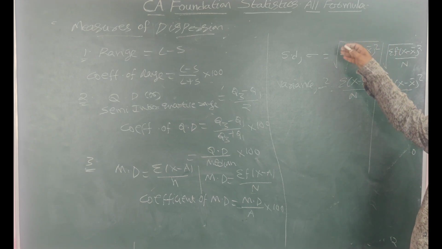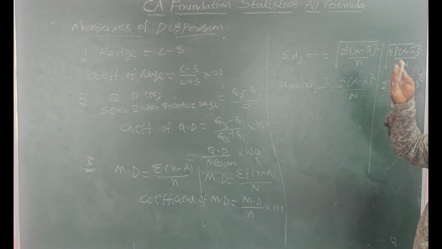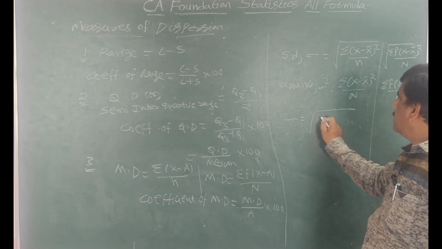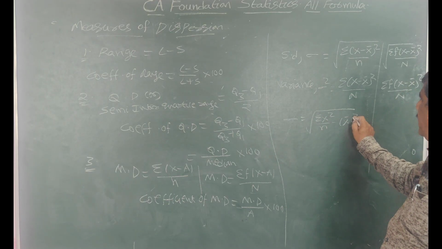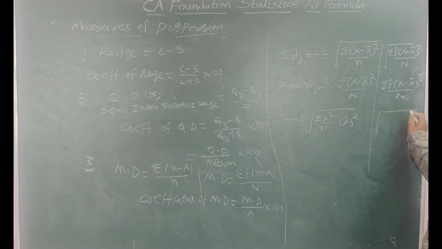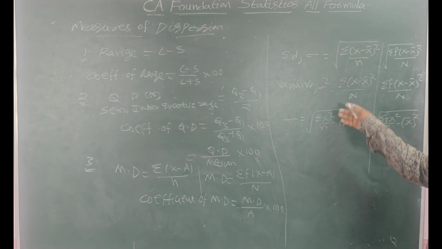You can use another formula also for standard deviation, this is the direct formula. The indirect formula for SD is the square root of summation x square by n minus x bar whole square. This is for an individual series. If it is discrete or continuous, the formula for SD is the square root of summation fx square by n minus x bar whole square. If you remove the root, the variance formula will be computed.